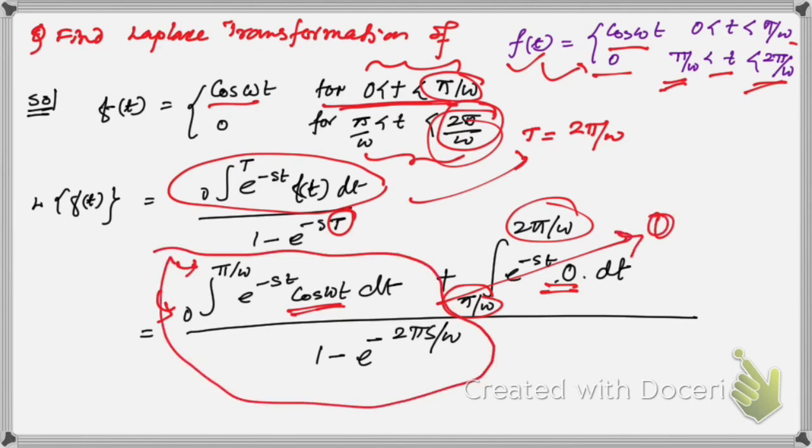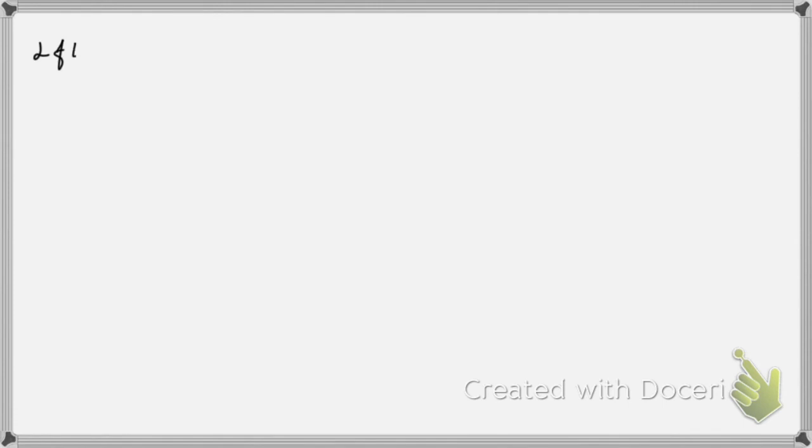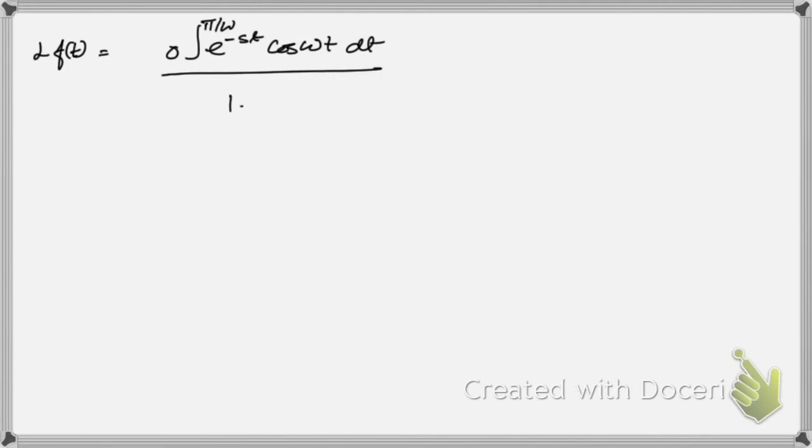So now we have this part only, the Laplace transformation of this, right? So here the Laplace transformation of f(t), that is the given periodic function, we have got the integral from 0 to pi by omega of e to the power minus st cos omega t dt, divided by 1 minus e to the power minus 2 pi s by omega. That's what we have got, right?